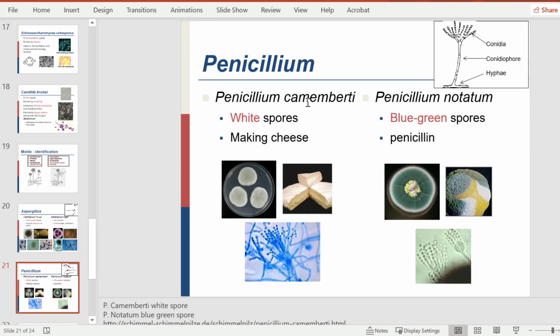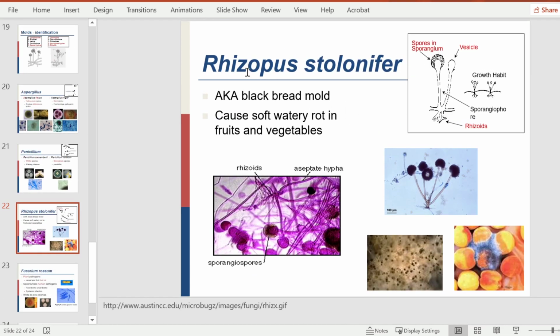Then we have Penicillium, which we have two different species, Penicillium camemberti and Penicillium notatum. There's going to be white spores for the camemberti and blue-green spores for the notatum. And here we have conidia on the top, a conidiophore, which then connects it to the hyphae at the bottom. Then Rhizopus stolonifer. So now these are going to have the rhizoids, sporangiospores, sporangiophores connecting those to the hyphae, and then vesicles here where all the spores are going to attach, and the whole thing is going to be sporangium.